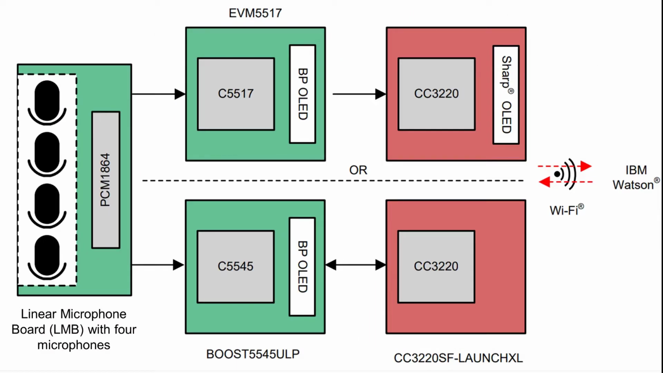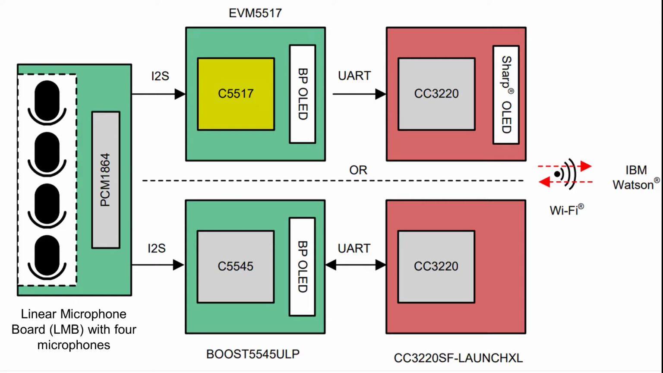The demonstration consists of two different setups, one that's C5517 based and the other one that's C5545 based. A linear microphone board, or LMB, that has 4 microphones in a linear array is used to capture the audio. The captured audio is sent via I2S to the C5517 or the 45 DSP. The audio is transmitted from the C5000 DSP to the CC3220 via UART. The CC3220 establishes a Wi-Fi connection and then transmits that audio clip to the IBM Watson servers for transcription. The IBM Watson servers then transcribe the audio and send back a text string to the CC3220.